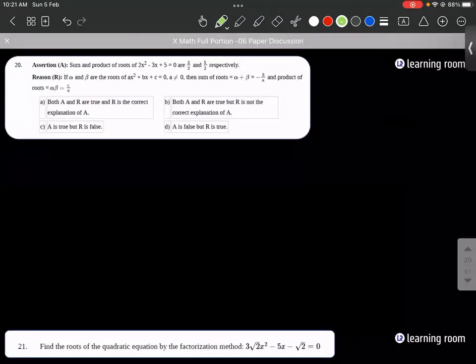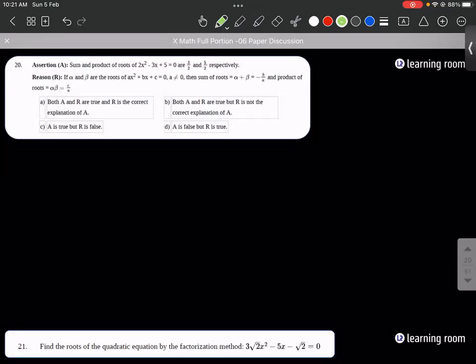Sum and product of roots of 2x square minus 3x plus 5 is equal to 0 are 3 by 2 and 5 by 2 respectively. So alpha plus beta is 3 by 2. Alpha beta is 5 by 2. Correct. If alpha and beta are the roots of the equation, alpha plus beta is minus b by a. Correct. No.